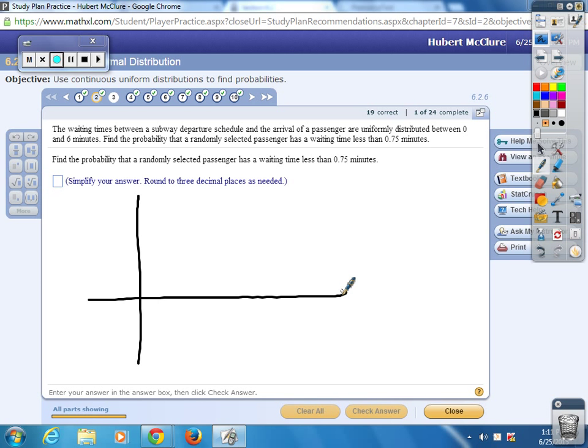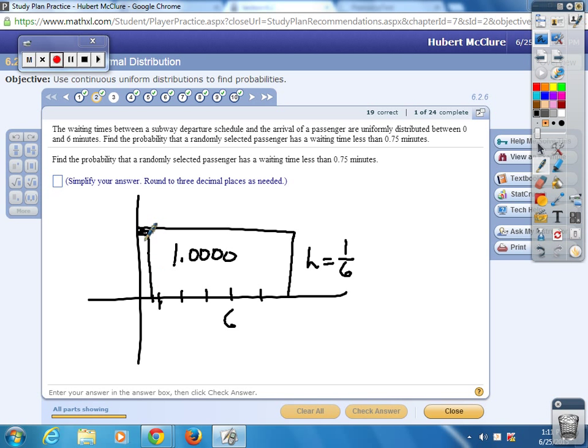So we got a base of what? 6. So we know, because we're so smart, that the height is equal to 1 over what? 6. We got 3/4 right here. So 1, 2, 3, 4, 5, 6. 3/4 is right here. Three-quarters of a minute.